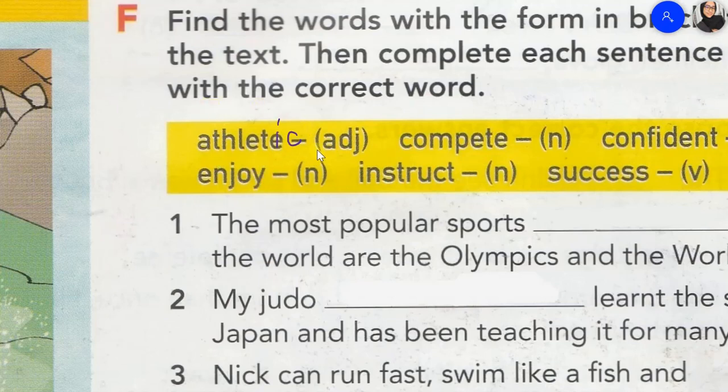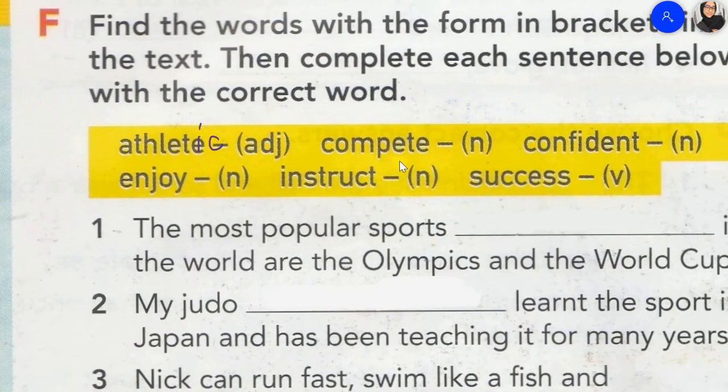Now the next word is compete. Compete, berlawan. Okay, compete is a verb, kata kerja, but we have to change it into a noun. So how do we change it into a noun? Compete, berlawan, kata kerja, and make it a noun. It becomes perlawanan. So it becomes competition.